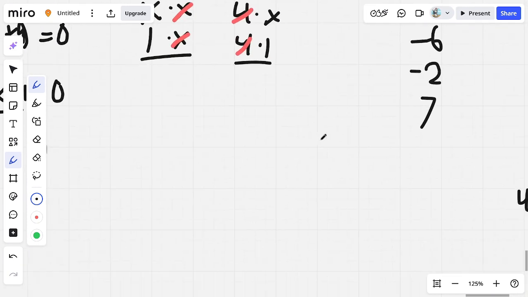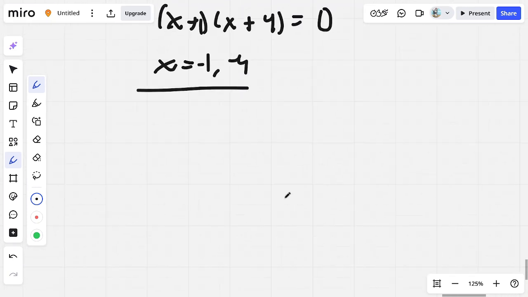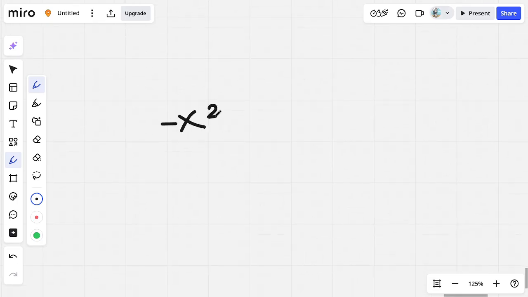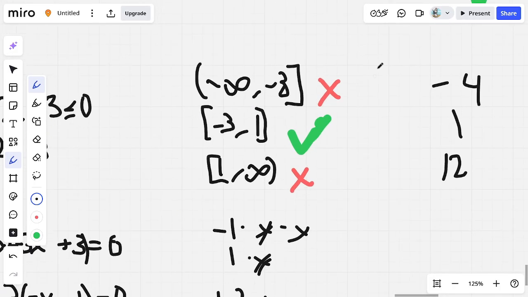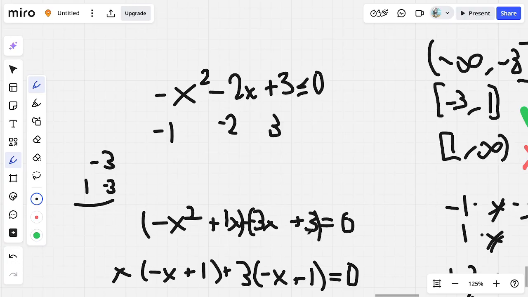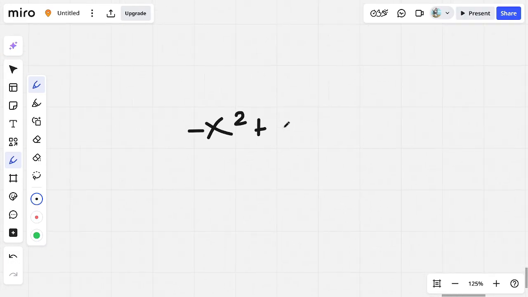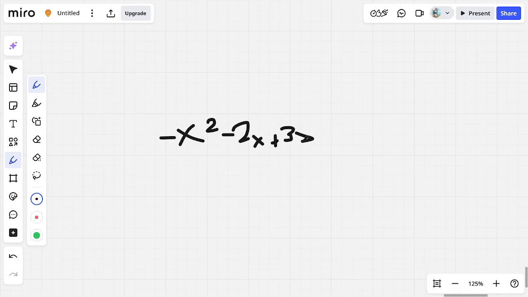Let's do another example now with less than. Oh, let's also do the negative thing. Okay, let's have negative x squared minus 2x plus 3 is greater than or equal to 0.